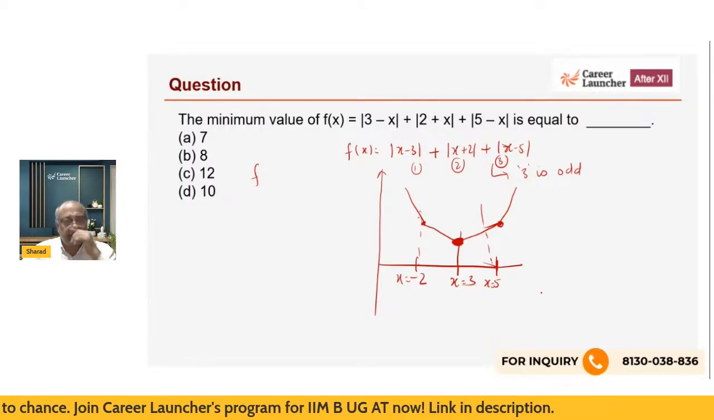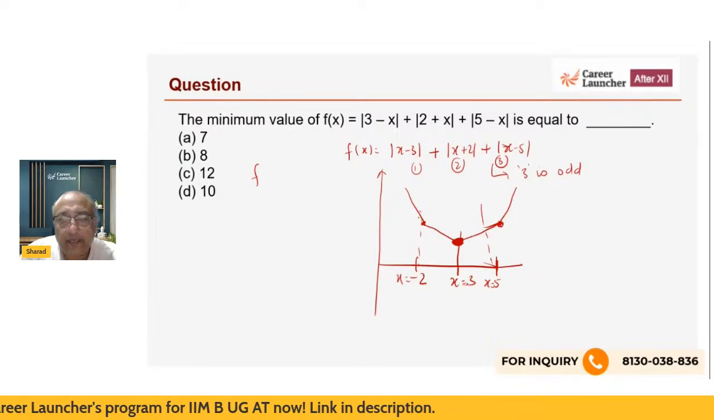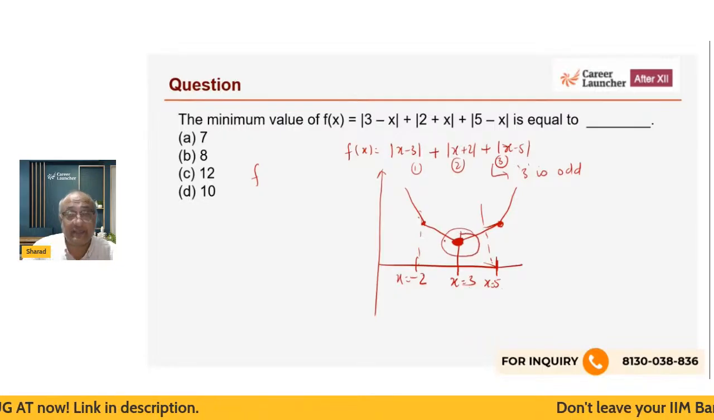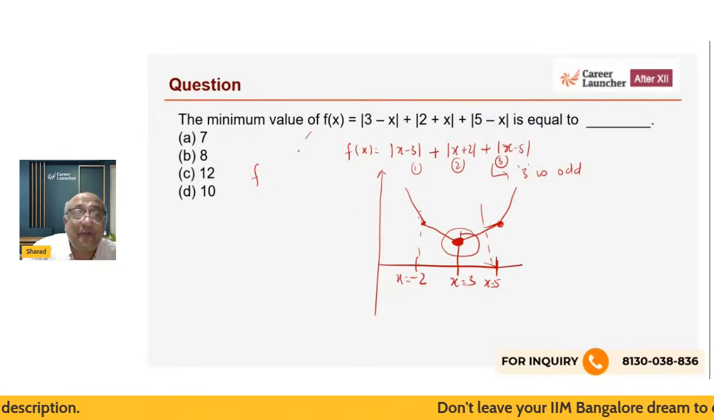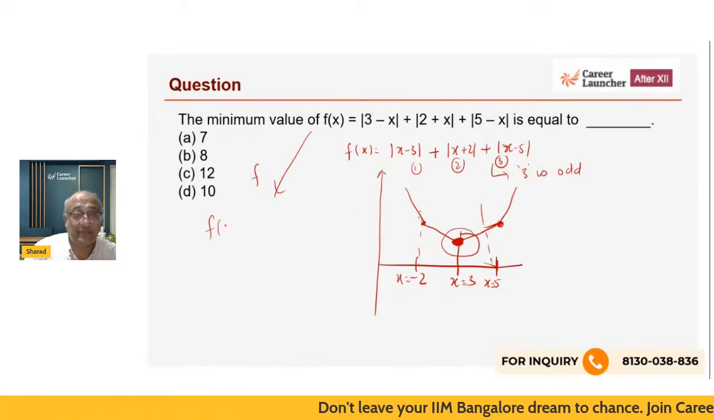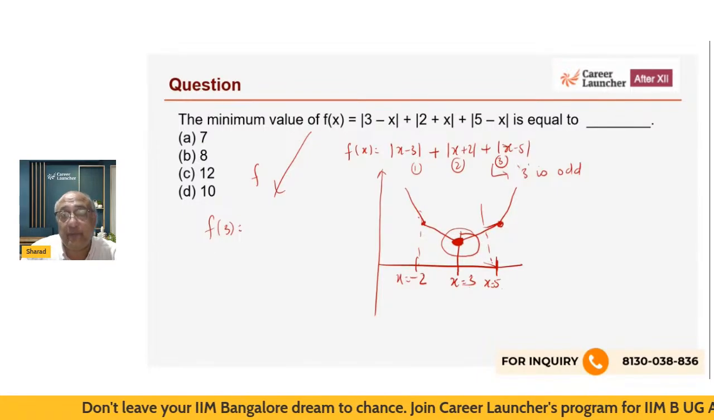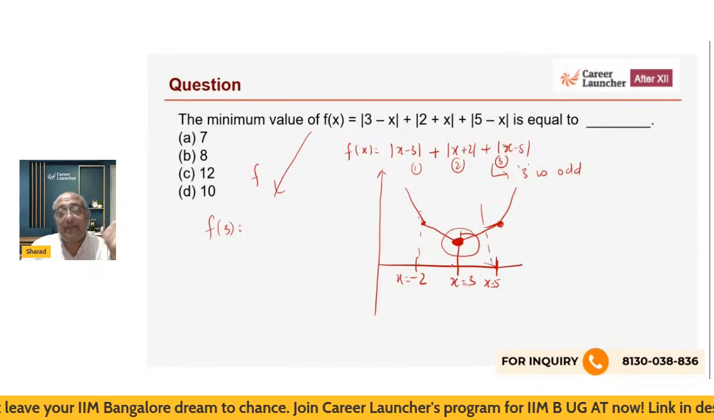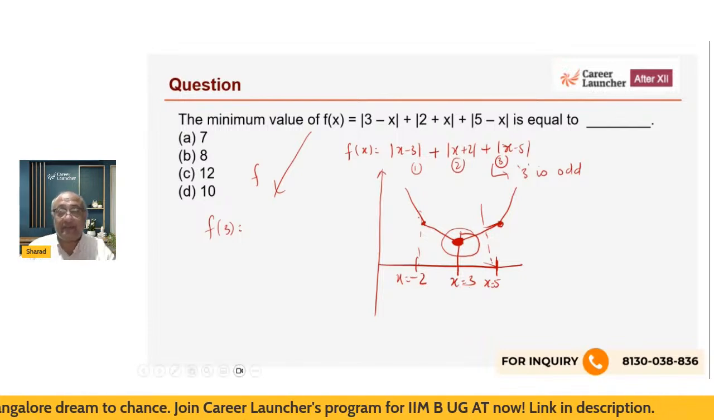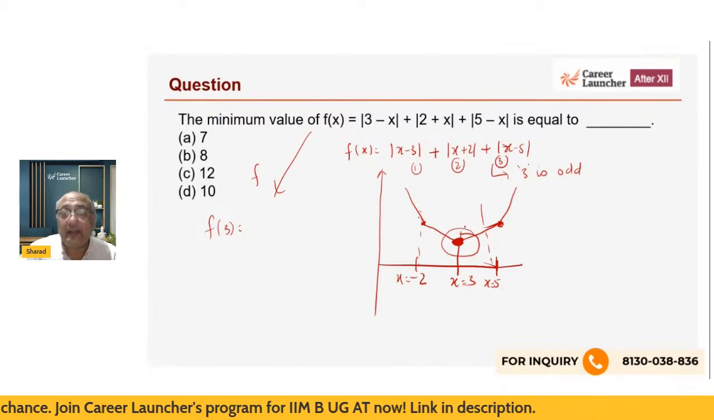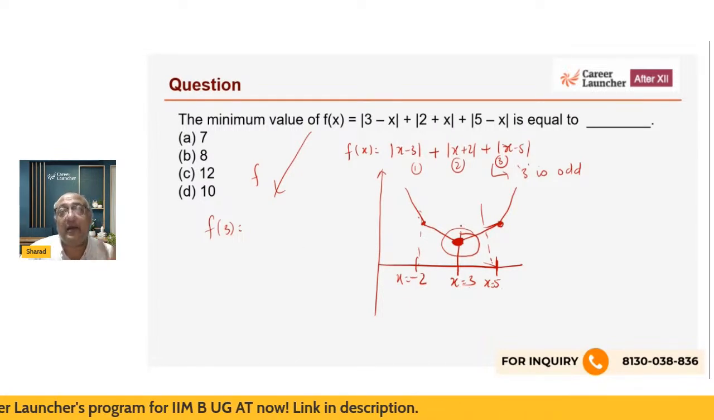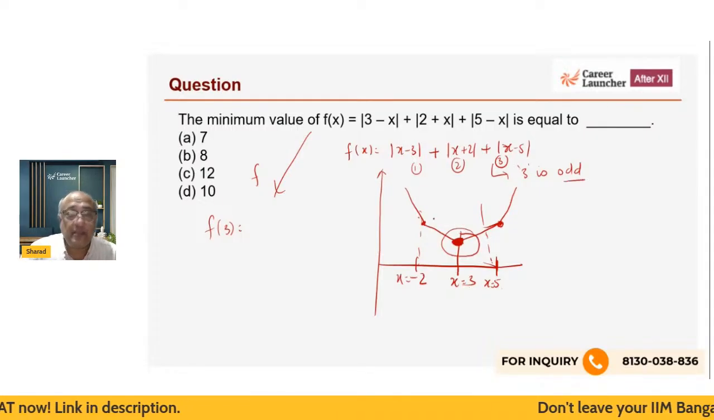This is your f(x). X is equal to minus 2, x is equal to 3, x is equal to 5. Where is the minima? Minima at x equal to 3. What is f(3)? So simple. Why is 3 the minima? Because minus 2 is one end, 5 is the other end, 3 is the in-between value. Funnel, cone, one minima. It is not a bucket. Why is it not a bucket? Because it is odd. Simple.